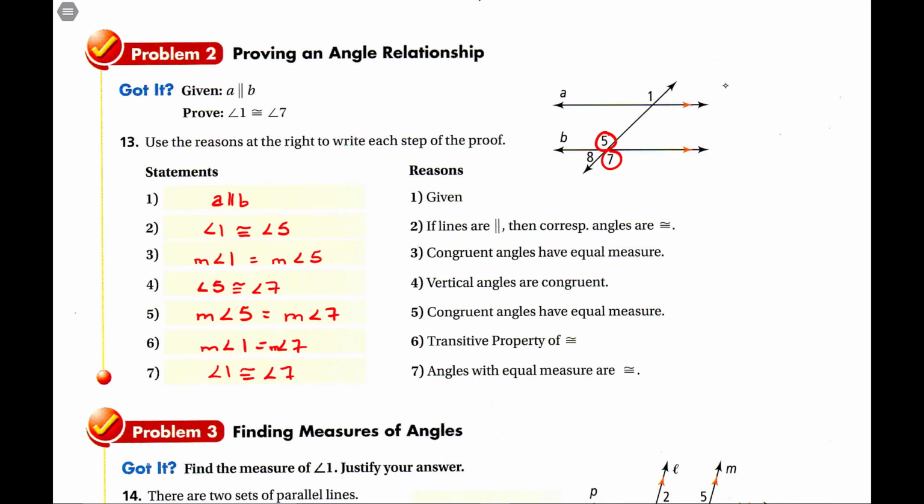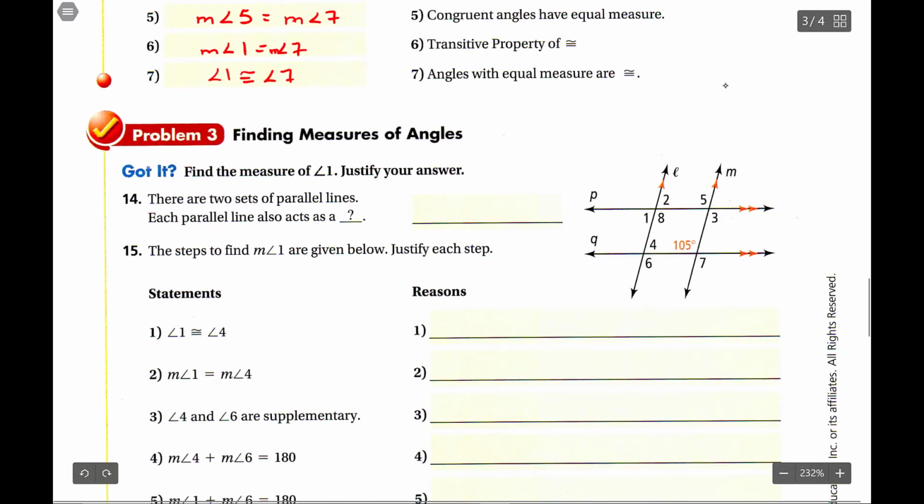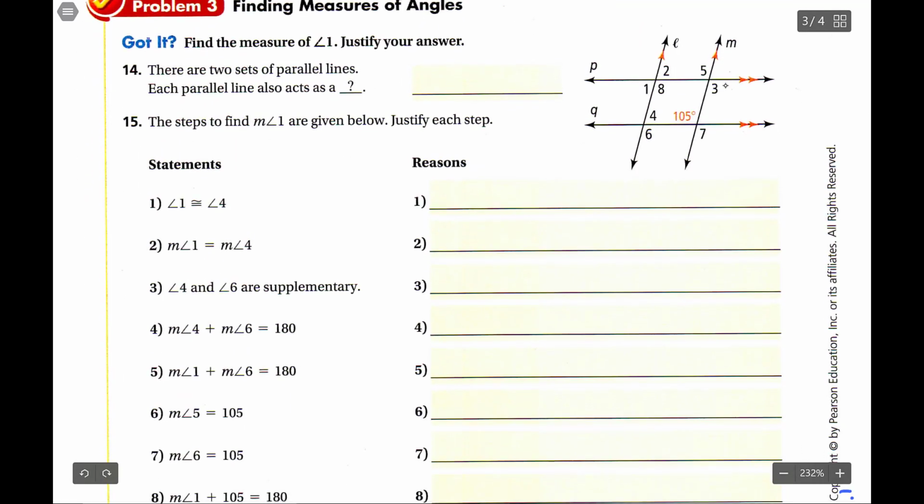So that's kind of a very basic proof. But again, like I said, we wanted to walk through the steps just so that we're not blindly assuming that these theorems that we're given are 100% correct. That's going to take us into problem number 3, where it says find the measure of angle 1, justify your answer. There's 2 sets of parallel lines. Each parallel line also acts as a transversal. Because we have 2 pairs of parallel lines, anytime a line crosses a set of parallel lines, it becomes a transversal. And now we're going to justify, in this case, now we're given the statements. We want to give the reasons why those statements are true.